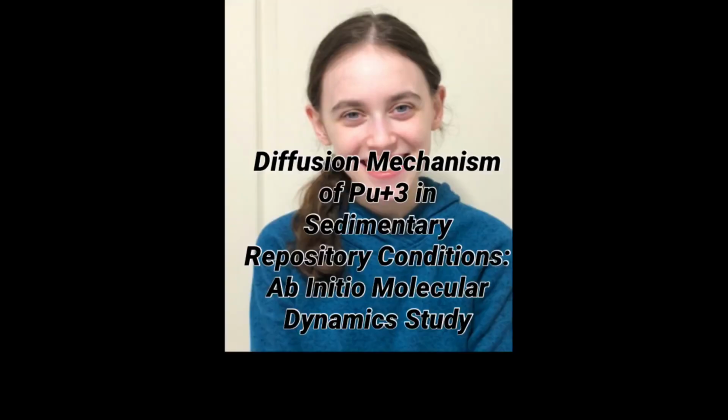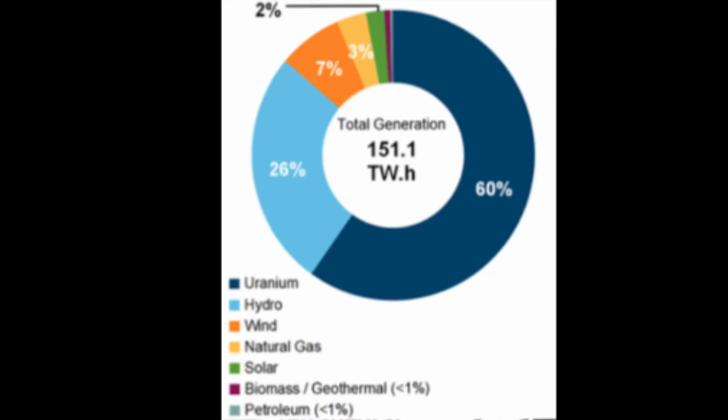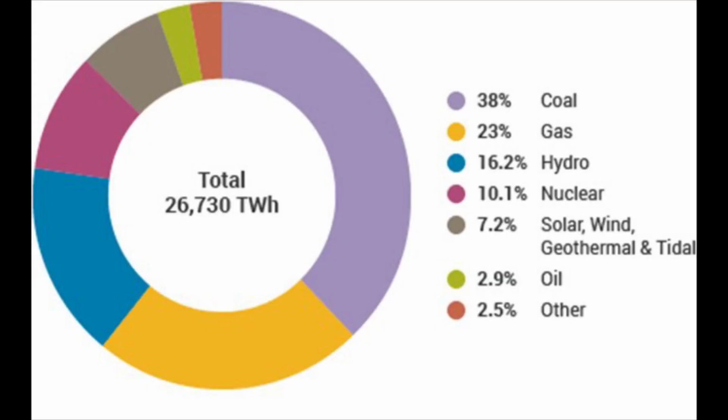I'm a grade 11 student at Cathedral High School, and today we'll be discussing the diffusion mechanism of plutonium 3+ ions in sedimentary repository conditions using ab initio molecular dynamics. Nuclear energy is a fundamental method of energy production. It is the second largest source of non-carbon power and produces approximately 60% of Ontario's electricity and 10% worldwide.